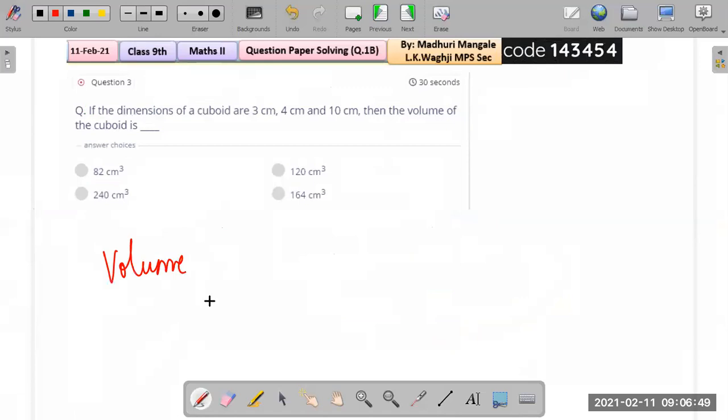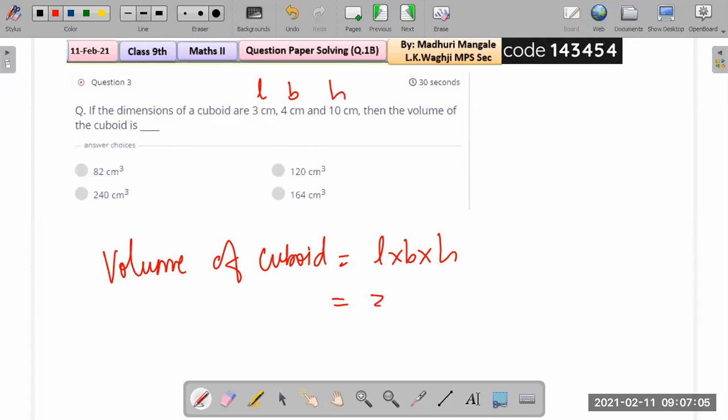The questions are really easy, but you need to remember the formulas. So what is the formula for the volume of a cuboid? That is L into B into H. Nothing can be easier than this. Just substitute the values. This is L, this is B, this is H. L is 3, B is 4, and H is 10. Simplifying, what do you get? Quickly multiply, get the answer, and then select the correct one. Please don't do random guesswork.